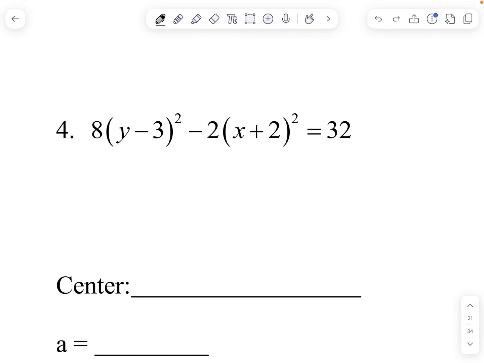In this video, we are going to be graphing hyperbolic functions. This is part 2 of my hyperbolic function graphing series.